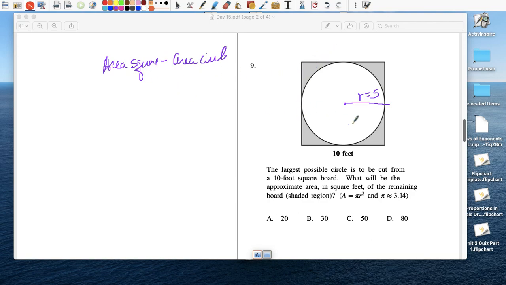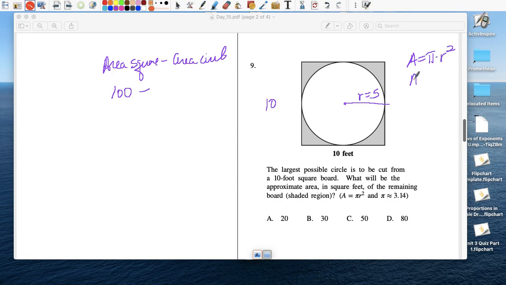So the area of the square, well, if it's a square, that's 10, that's 10. So area of a square is side times side, which is 10 to the second power, 10 times 10. So the area of the square is 100, so that's easy. Minus the area of the circle. Well, let's figure out the area of the circle.